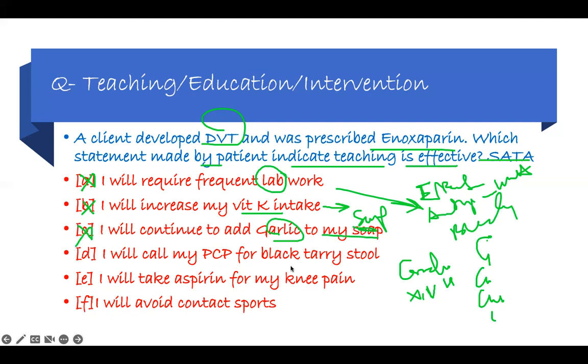"I'll call my PCP for a black tarry stool." Yes, it's a bleeding precaution. Is the patient going to bleed? So that's good. "I will take aspirin for my knee pain." No, that's not effective. It's bleeding. So I'm going back to my 3 things. I'm not going back to the question to reread again. I'm looking at these 3. Is it a bleeding precaution? No, this is not good. Aspirin will let me bleed more. So that's not effective teaching.